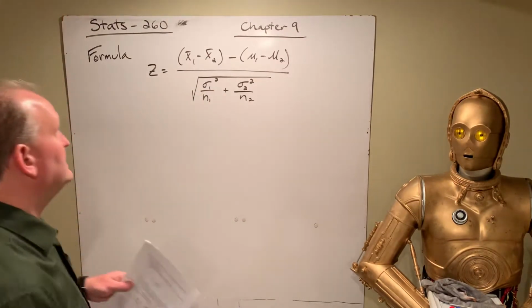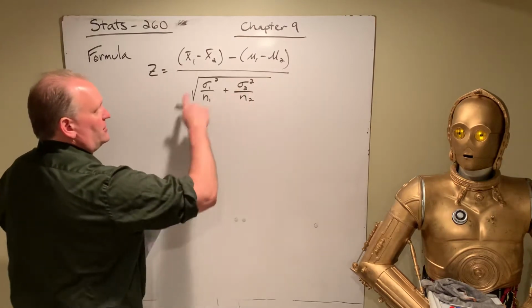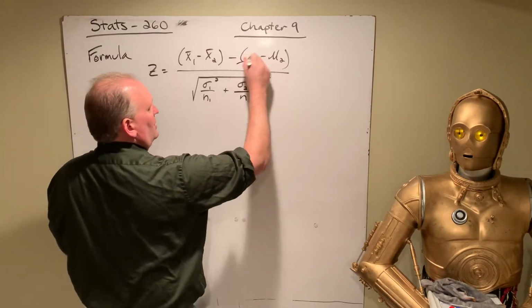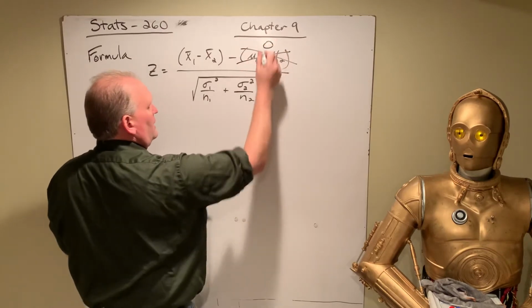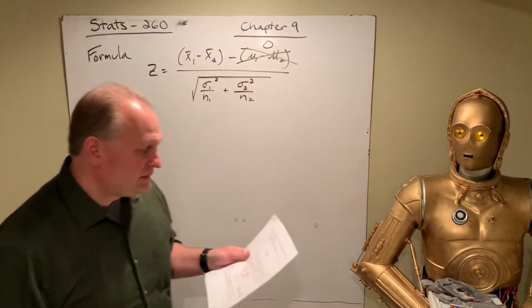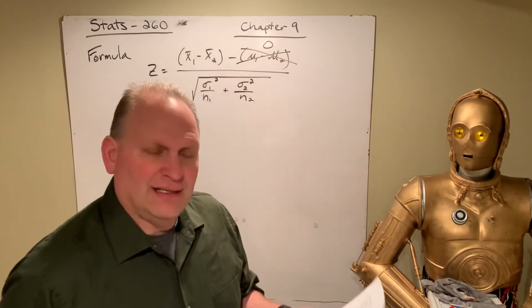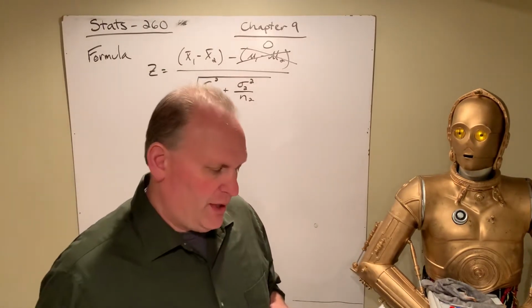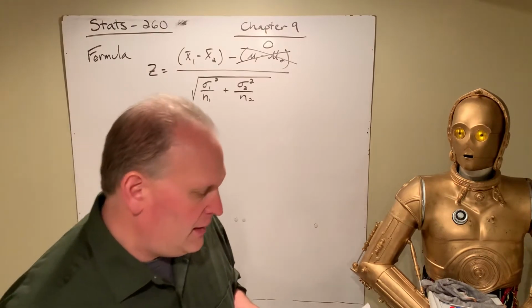Oh, they have this equation. I just wanted to put this on the board because this mu1 minus mu2, that's always going to be equal to 0 for our purposes. So you don't really need that even in the formula. You can go to your formula sheet right now and just make that 0. All right, so let's see.